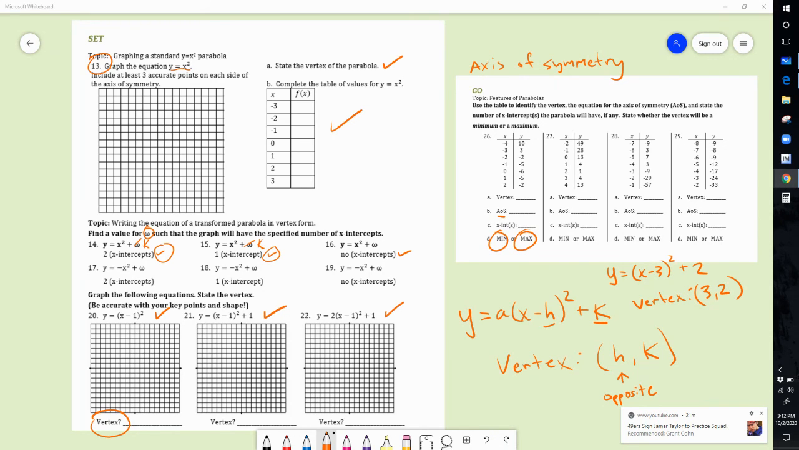Please ask me if you don't know what to do on a section. Don't just sit there and say, oh, I just don't get it. Please ask or come to office hours.